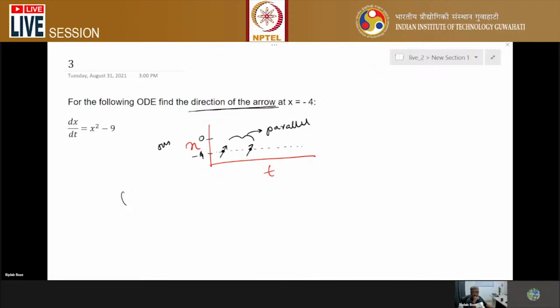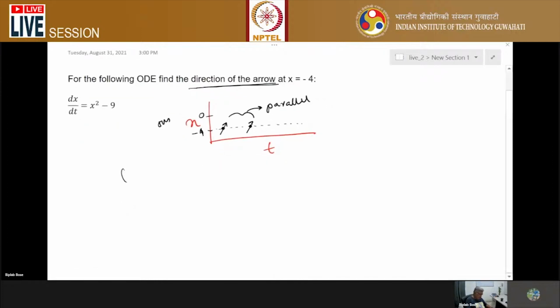I'll wait for 1 minute or 2 minutes. Up arrow, said Raju. Let us check whether it is correct or not. dx/dt equal to x square minus 9. So replace x by minus 4, right? So it will be minus 4 whole square minus 9. So that is 16 minus 9. So it is a positive value. How much positive? It is 7, right? So it will be an up arrow.